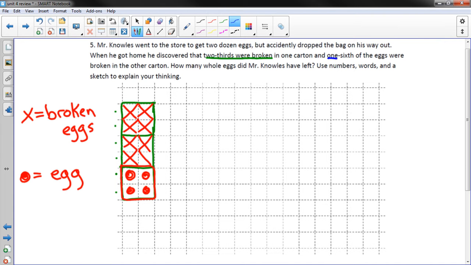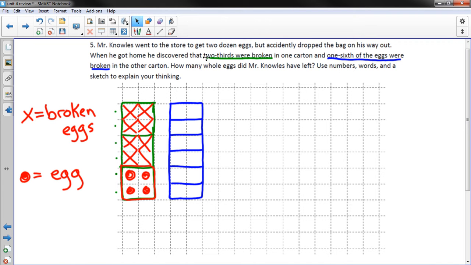In the other egg carton, 1/6 of the eggs were broken. So I'm going to draw another egg carton. I'm going to break it up into 6 equal sections or regions. And it says 1/6 were broken. So the rest of the egg carton was intact. All the eggs were good.